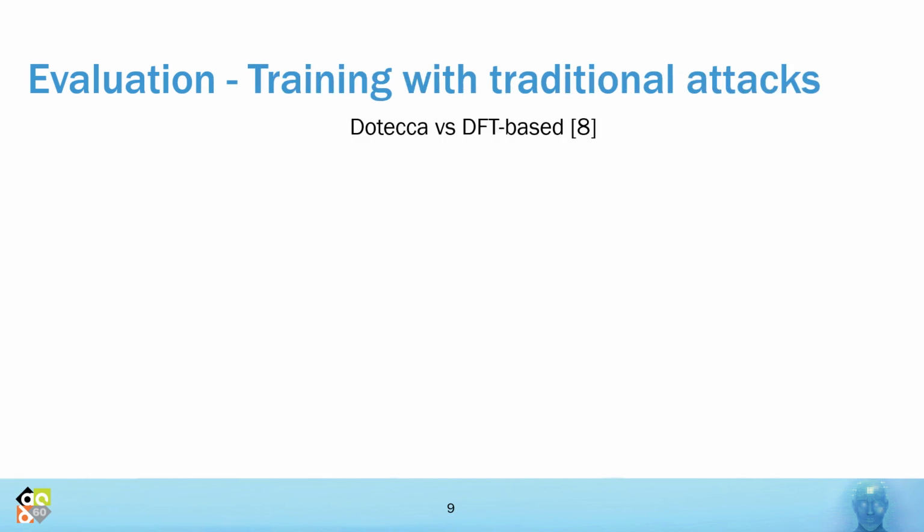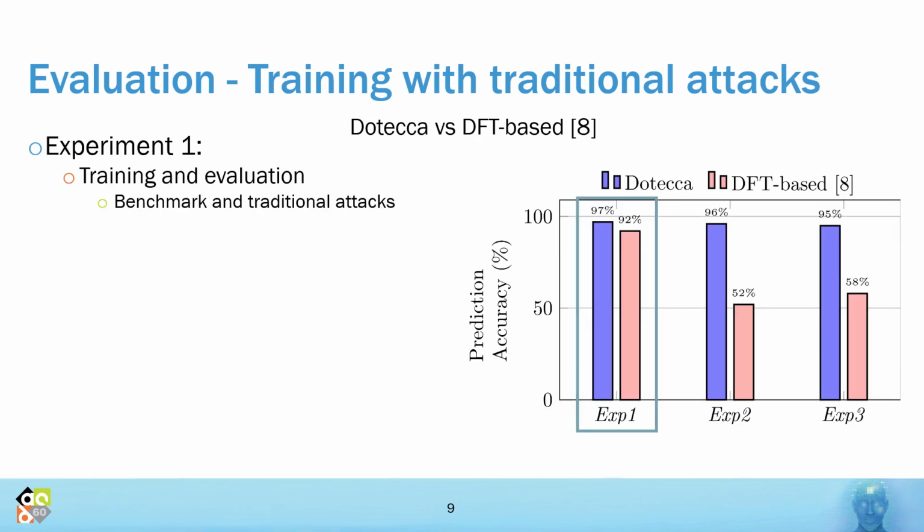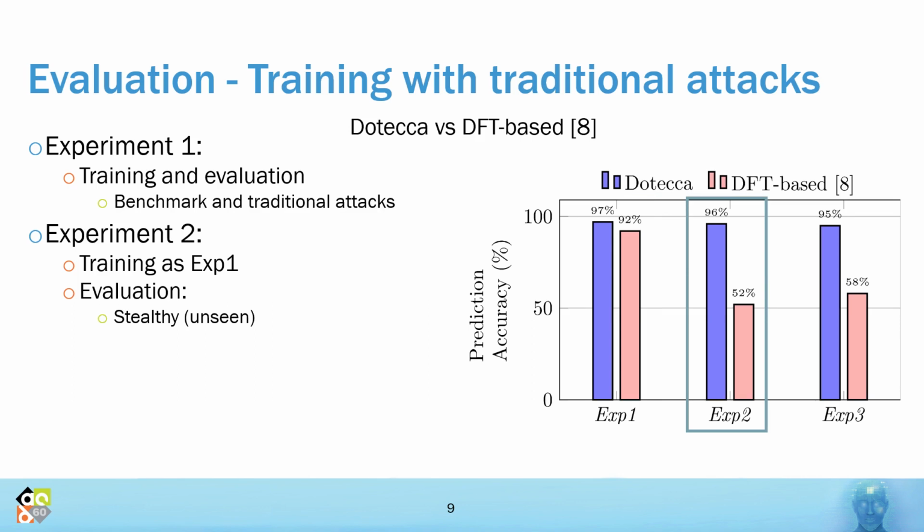Now, we perform different experiments to evaluate our solution in comparison to the recent NN-based solution from the state-of-the-art. In the first experiment, we train and evaluate the models using traditional attacks and benchmark traces. As expected, both models show very high detection accuracy. In experiment 2, we keep the same training dataset but evaluate against stealthy attacks, which were unseen during training. As it can be seen from the figure, our model was able to generalize to the unseen attacks with a high accuracy, but the state-of-the-art solution was not.